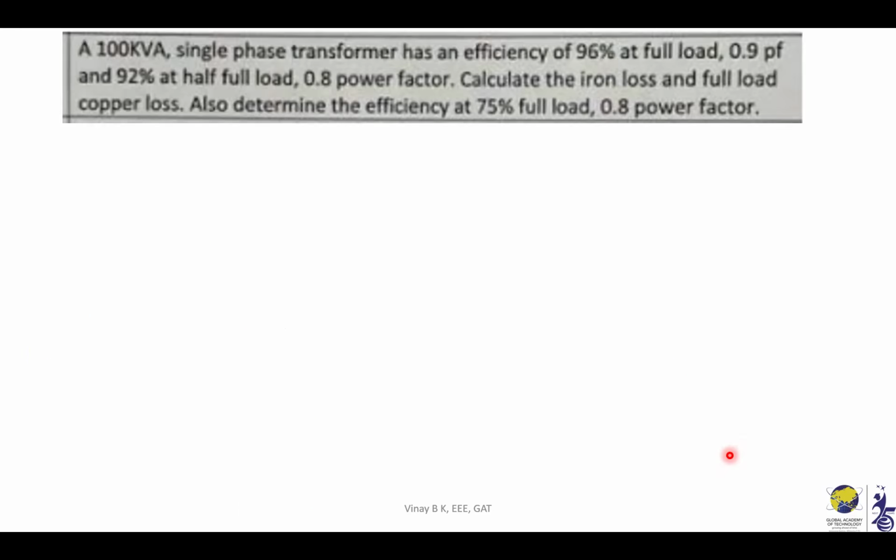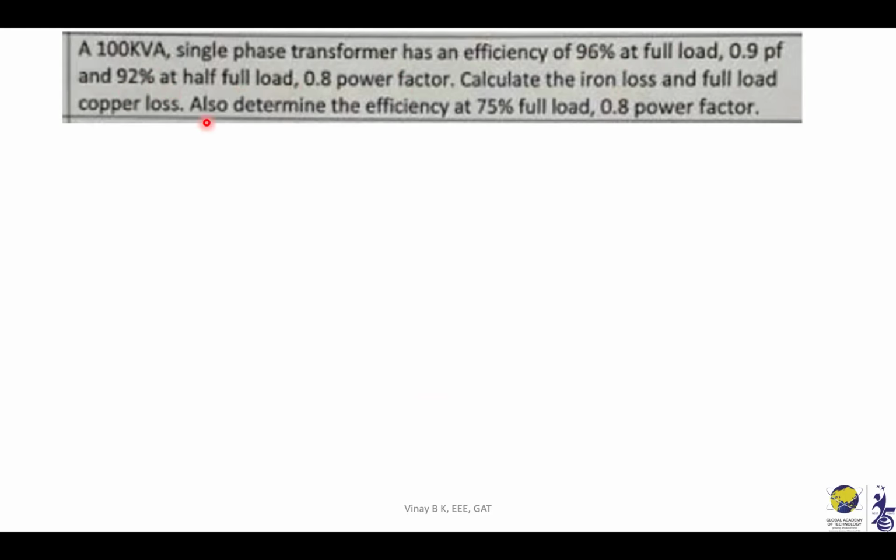The next and last numerical, a 100 kVA single phase transformer has an efficiency of 96% at full load 0.9 power factor. Means kVA rating they are given. Efficiency for full load 96% with respect to the power factor of 0.9 and 92% at half full load, that is for half load efficiency is 92%, 0.8 power factor. They are asking you to calculate the iron loss and full load copper loss and also determine the efficiency at 75% full load, 0.8 power factor.